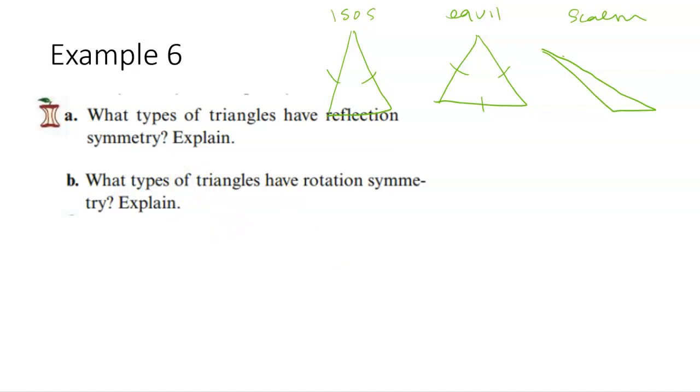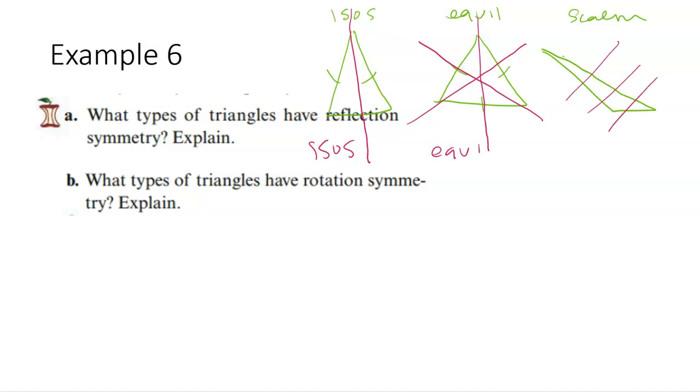So let's look. Well, this one I can fold, right? And that's going to give me a reflection. So I know isosceles triangles do. And then equilateral, I'm going to have it this way, this way, and this way. So definitely equilateral. But there's no way to cut a scalene.